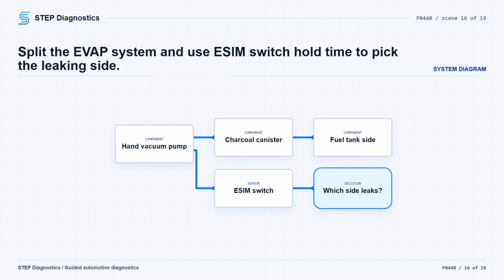With the fuel tank vapor pressure removed from that side of the system, the switch should stay closed, assuming there is no or minimal temperature change. If the ESIM switch stays closed for a minimum of 5 minutes, the leak is on the fuel tank side. If it does not, the leak is on the fresh air and canister side.